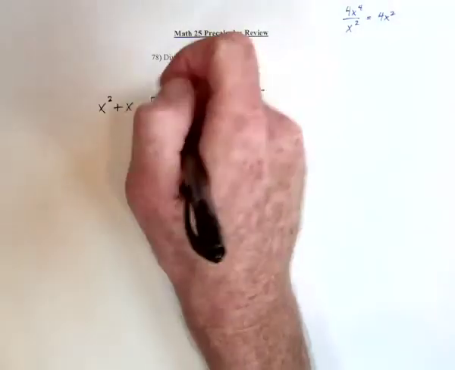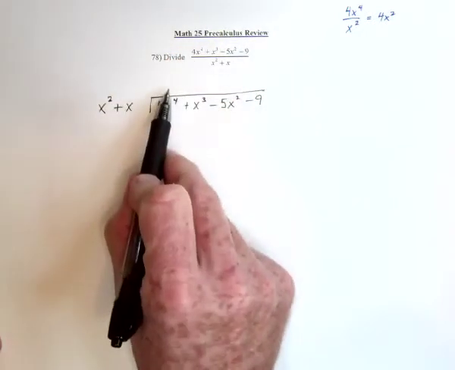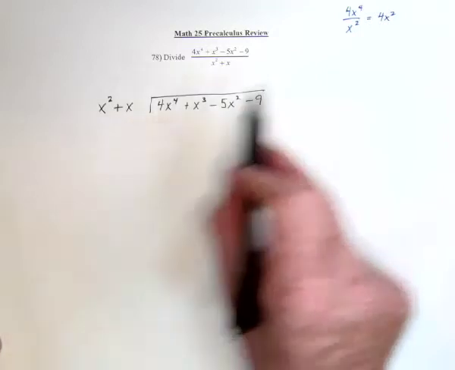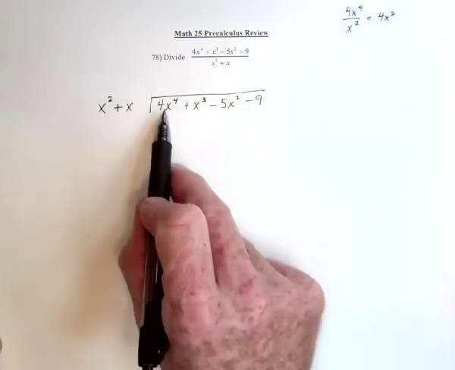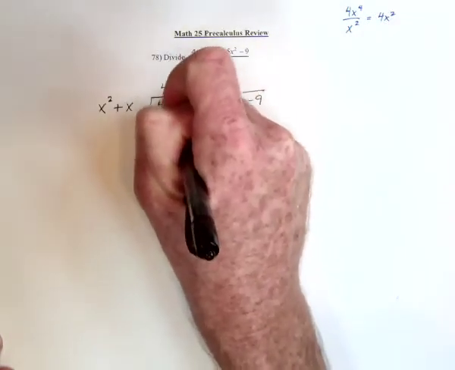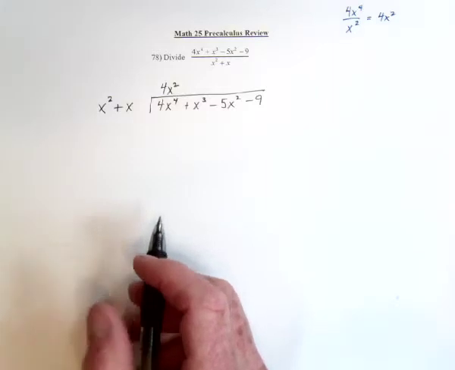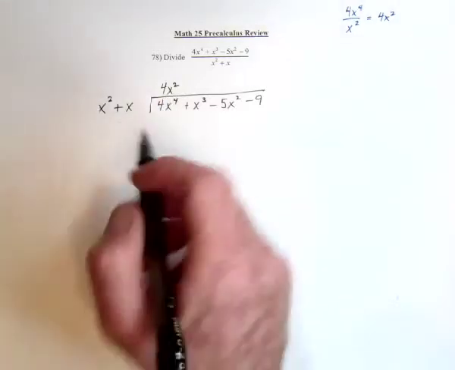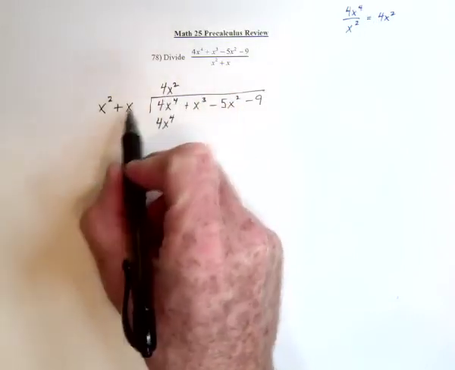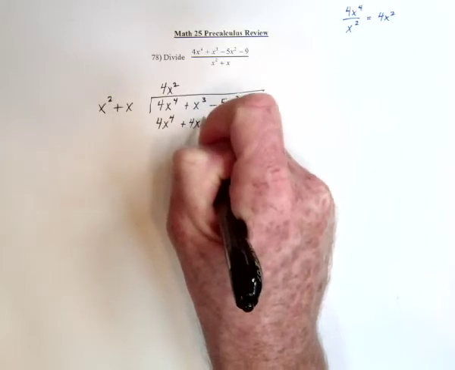Or another way to look at it is you go, what should I put right here so that when I multiply it with this, I get a 4x to the fourth? The answer is a 4x squared. So then go ahead and distribute. Multiply this times both of these. The first one is going to be 4x to the fourth. Then this one times this is plus 4x to the third.